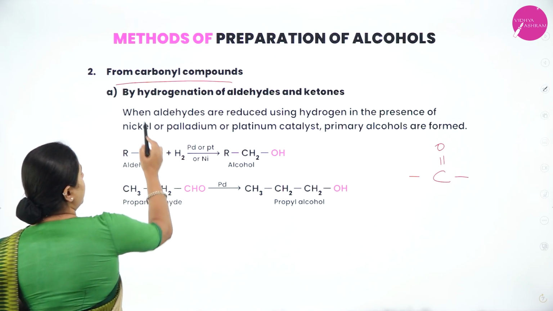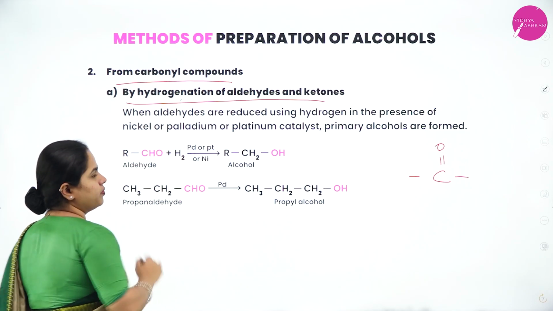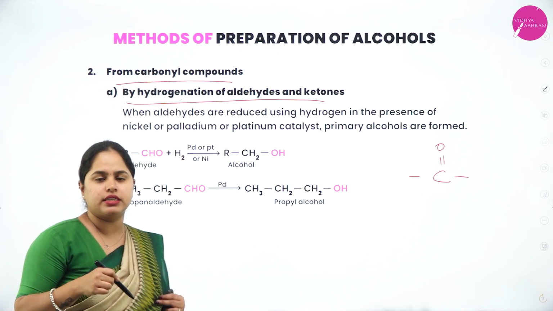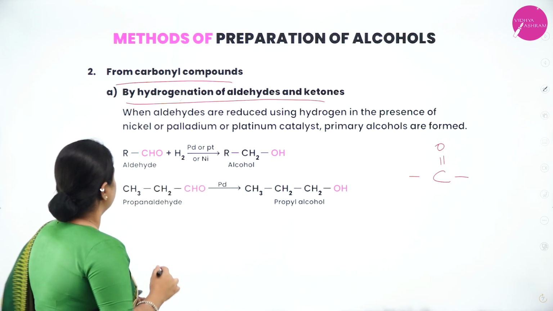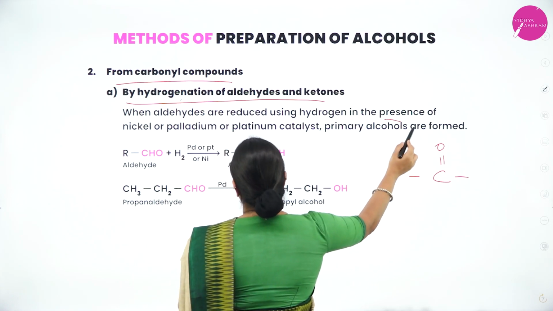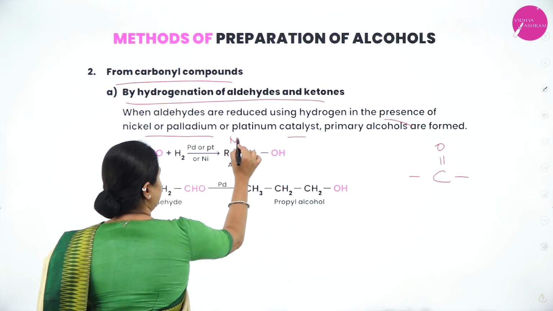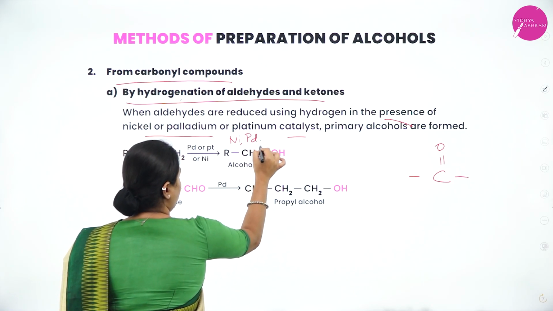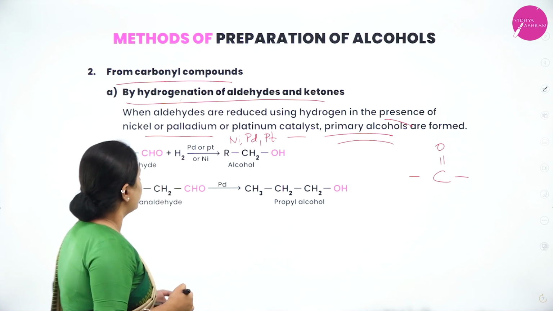So the first one is by hydrogenation of aldehydes and ketones. Now what is hydrogenation? Hydration we already studied, that is addition of water. Hydrogenation is addition of hydrogen, okay? So when aldehydes are reduced using hydrogen in the presence of nickel, palladium or platinum catalyst, primary alcohols are obtained. Okay, so let us see.